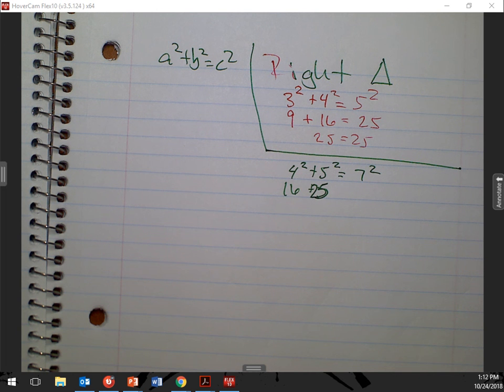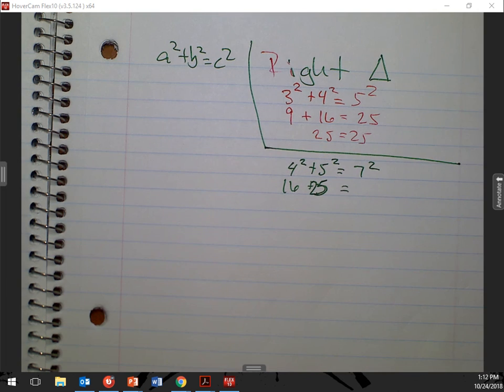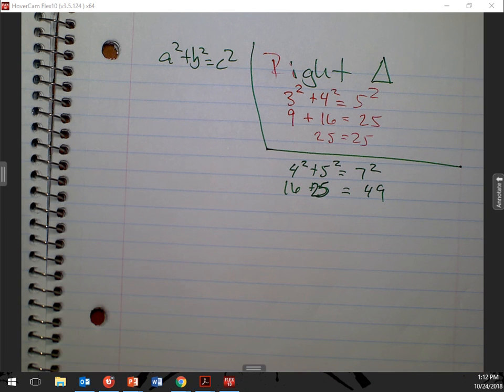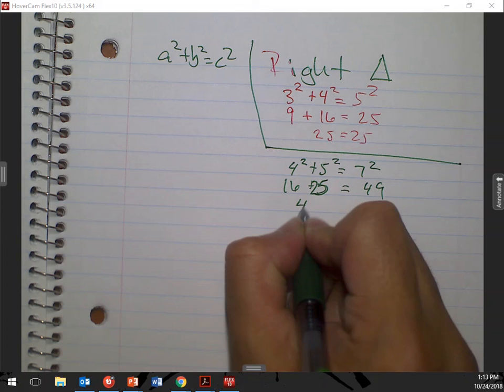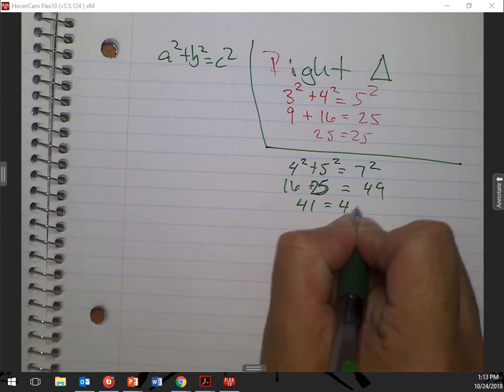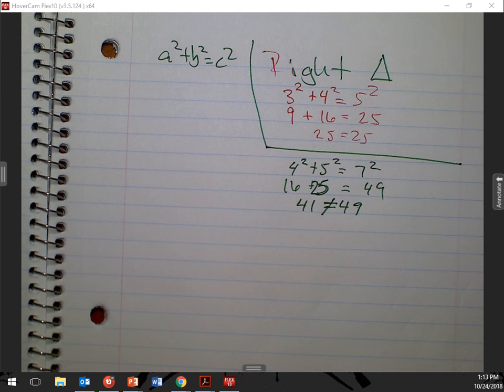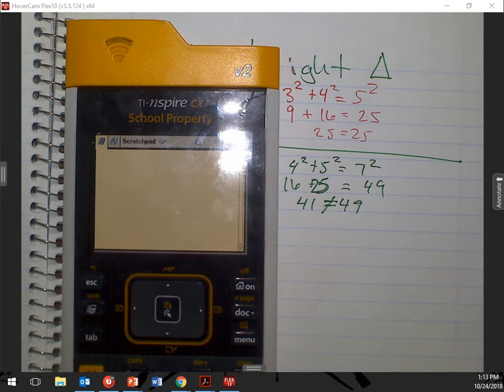7 squared is 49, right? Okay, so 16 plus 25 is 41. So that is not equal, are they? Okay, so now I want to show you guys on the calculator. I'm going to show you on this one right here. If you don't know this yet, I'm going to show you.